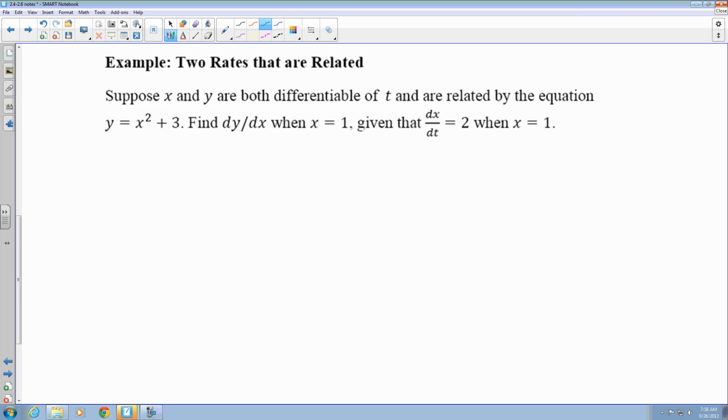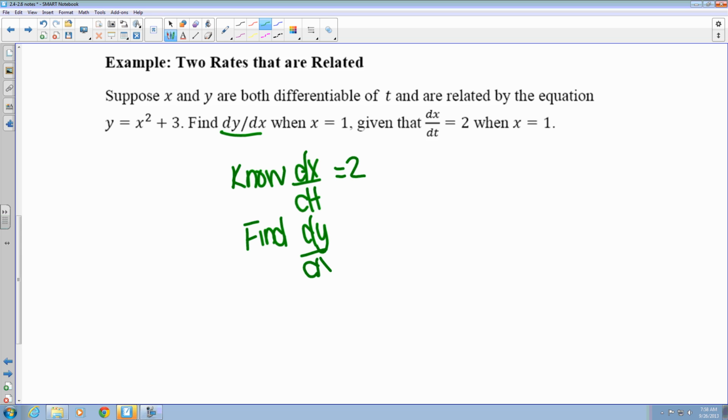We have x and y, and they're both differentiable functions of t, which means they're going to be with respect to t, and they're related by the equation y equals x squared plus 3. Find dy/dt when x is 1, given that dx/dt is 2 when x is 1. So we need to figure out what we know and what we need to find out. We know that dx/dt is 2, and we want to find dy/dt. We know that x is 1 as well.